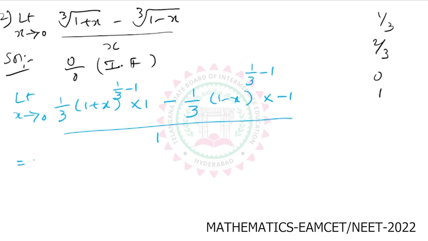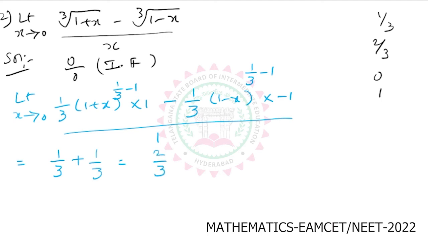If I put x tending to 0, this becomes 0. If I put x tending to 0, this becomes 0. So this is nothing but 1 by 3. This is nothing but 1. 1 power of 1 by 3 is 1 only. Plus this minus 2 minus plus, which is equal to 1 by 3. 1 by 3 plus 1 by 3 is equal to 2 by 3.